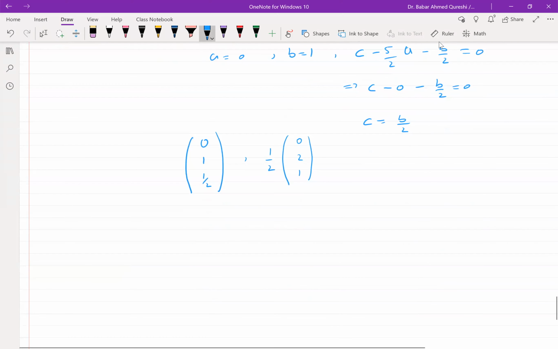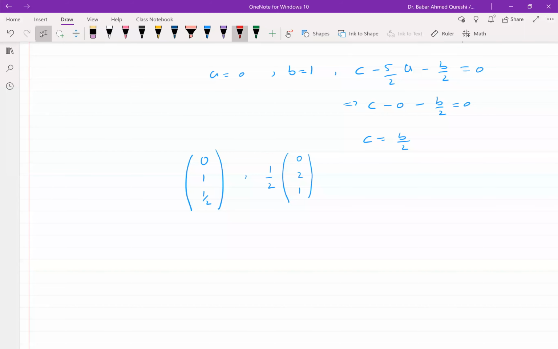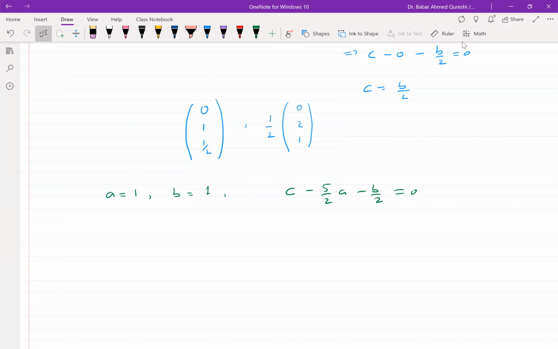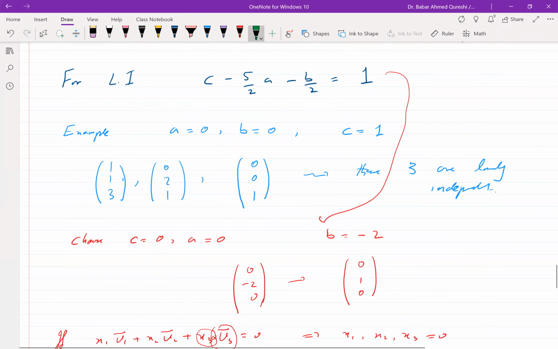And if I choose, this time, let's not put anything equal to 0. Let's choose A equal to 1, B equal to 1. Then C has to be, because I have C minus 5 over 2 A minus B over 2 equal to 0 for them to be linearly dependent, C would be 5 over 2 plus half, so it's just 3. So my vector looks like 1, 1, 3. And let's see, it's linearly dependent with these other vectors.